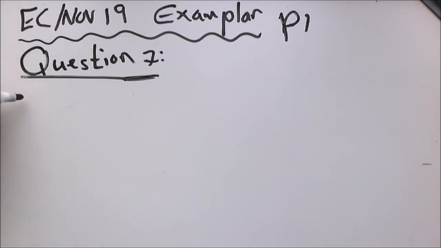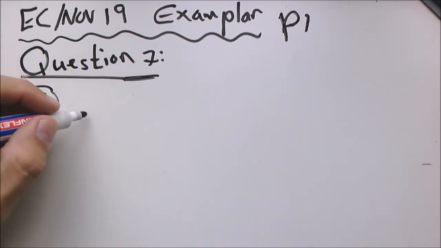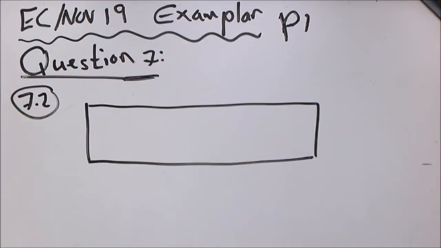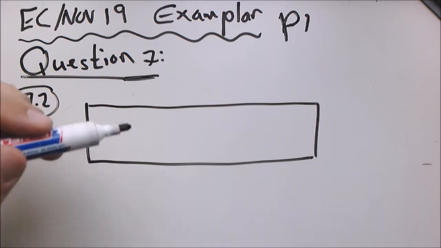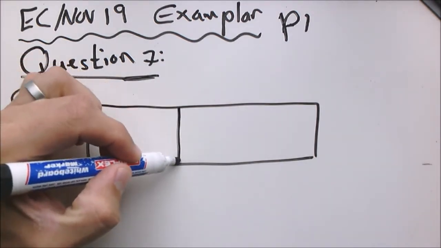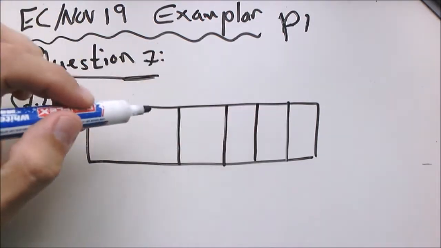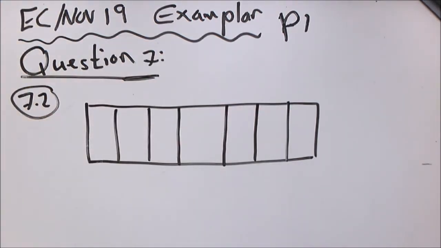So 7.2 says the following: blue light is viewed through a narrow slit. Draw the pattern that can be observed on the screen. First of all, you will have to show the pattern. You don't have to have a neat pattern, just make sure it is represented as follows. There will be a few pointers. And this is basically it.